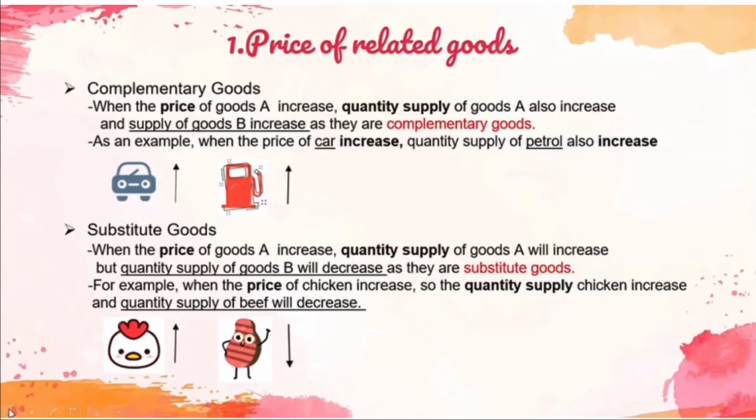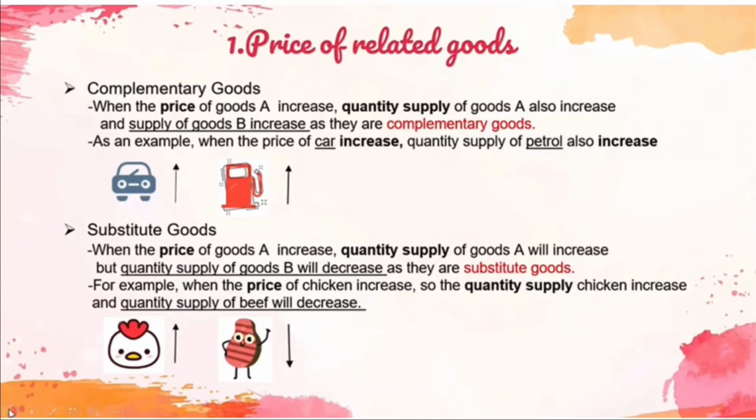Okay, number 1 is price of related goods. Price of related goods is divided into 2, which are complementary goods and substitute goods. I'll be explaining the complementary goods first. Complementary goods and substitute goods are a bit different.